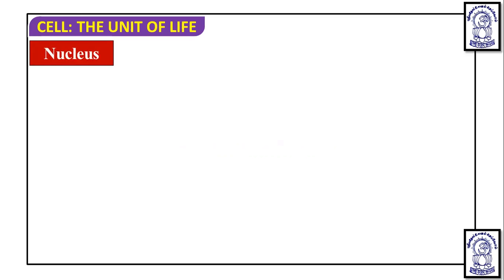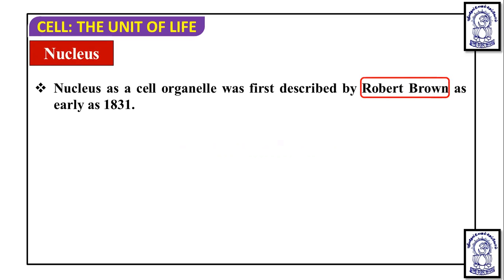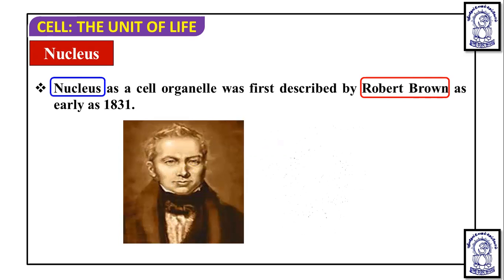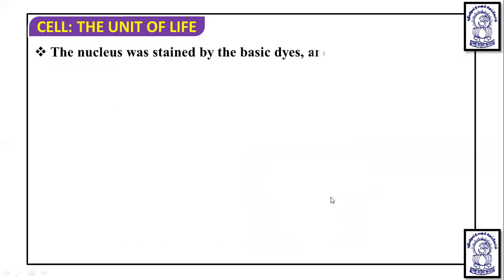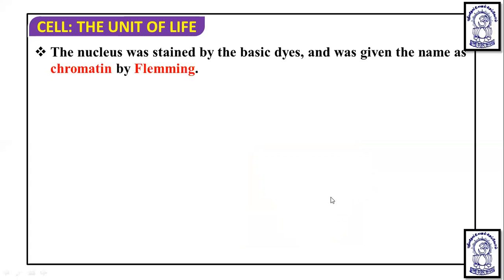If we talk about the nucleus in more detail, the nucleus is a cell organelle, and it was first described by Robert Brown as early as 1831. This is Robert Brown, and this is the nucleus. Generally it will look like this, and it has two membranes, outer and inner. The outer membrane is continuous with the endoplasmic reticulum, and sometimes you will see some pores in this membrane, or nuclear envelope. We will discuss the structure in much more detail.